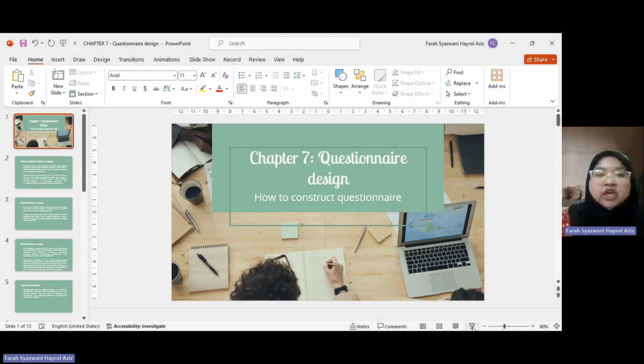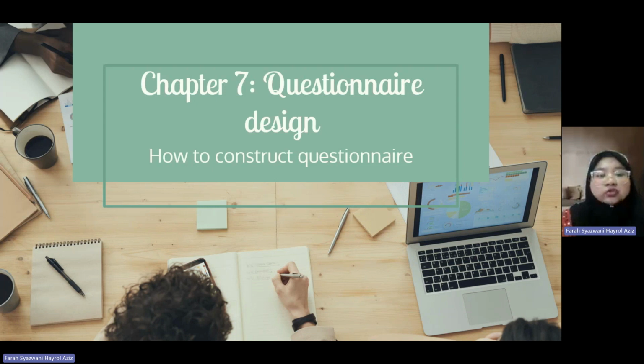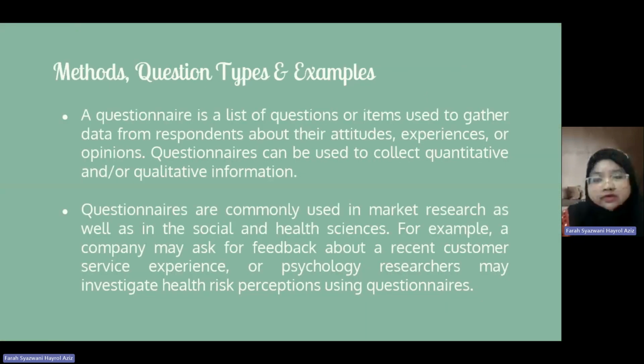Welcome to Chapter 7, Questionnaire Design: How to Construct a Questionnaire. Okay, so a questionnaire is a list of questions or items used to gather data from respondents about their attitudes, experiences, or opinions. Questionnaires can be used to collect quantitative or qualitative information. Questionnaires are commonly used in market research as well as in the social and health sciences.